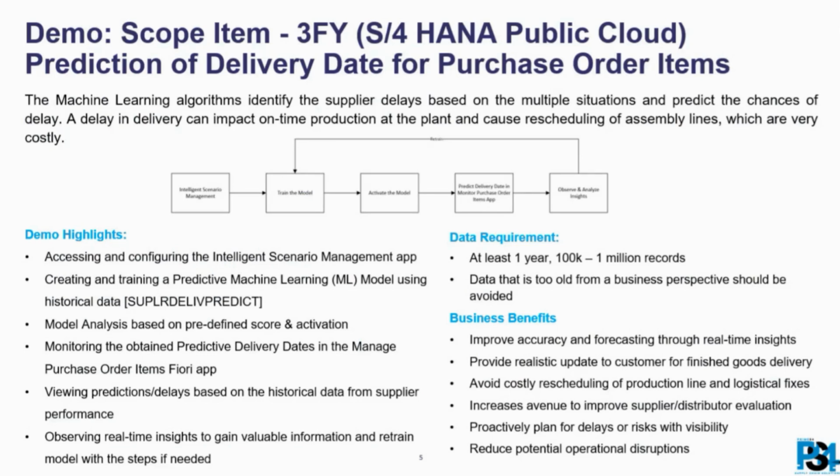This is an AI model, and the advantage is that supplier delivery can be erratic for some customers and in some industries. Having a machine learning model to predict the delivery date will help you identify when the products will be available at the plant. This will also help reduce the delay or provide realistic updates to customers for finished goods, and scheduling of the production line can also be managed. It also reduces potential operational disruptions because we can proactively plan for delays and risk with visibility of the delivery date.